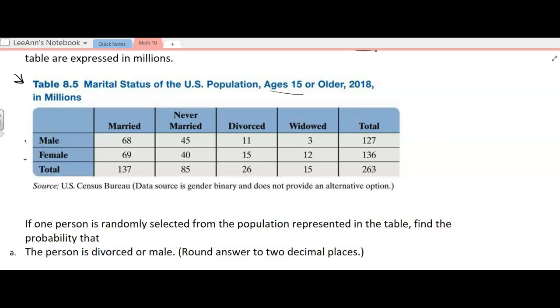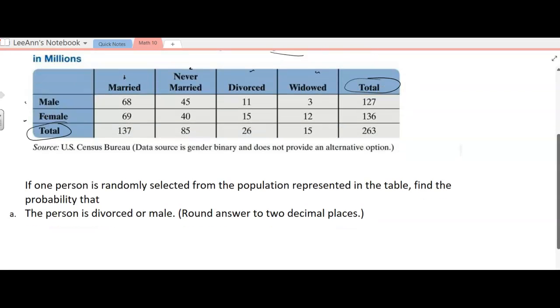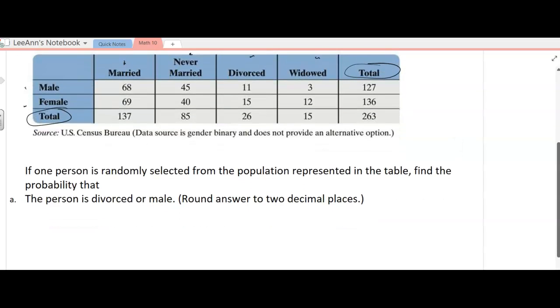You've got males, you've got females, some are married, never married, divorced, widowed, and then you have these totals, that's going to be helpful to us. If one person is randomly selected from the population represented in the table, find the probability that the person is divorced or male. So the probability of divorced or male. Now, are those mutually exclusive events? No, you could be male and divorced at the same time. So they're not mutually exclusive.